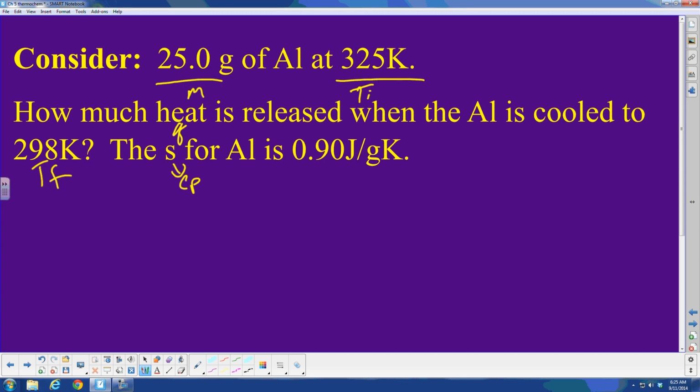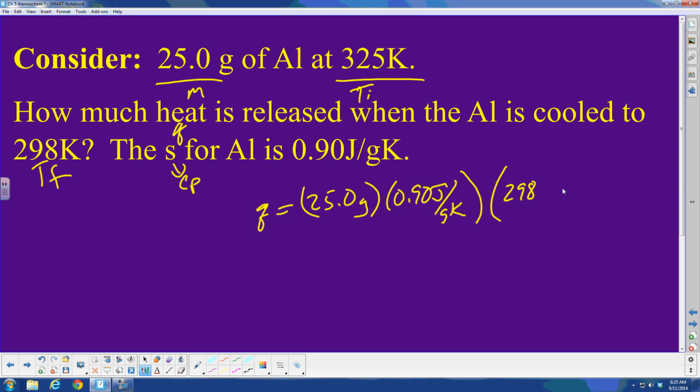Here we go. Q equals M, 25.0 grams, C sub P, 0.90 joules per gram Kelvin. And delta T, what's my TF? 298K minus, what's my TI? 325K. And let's run the numbers.